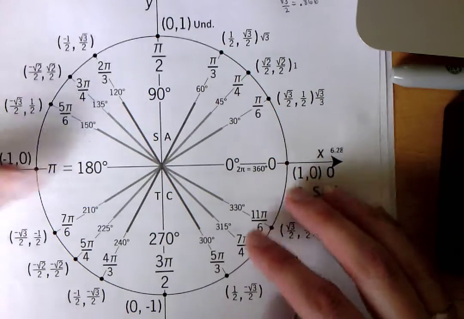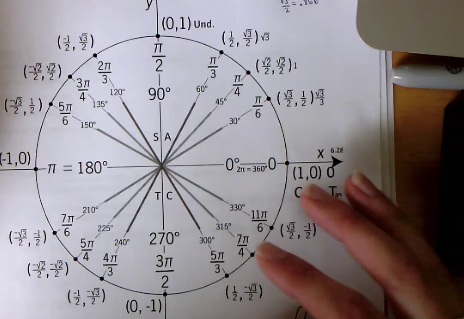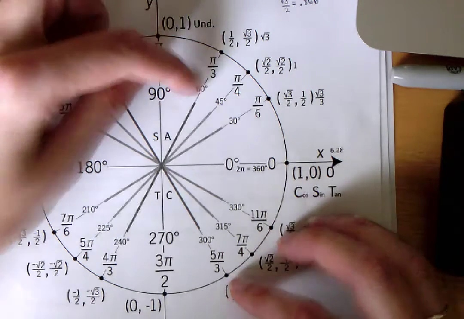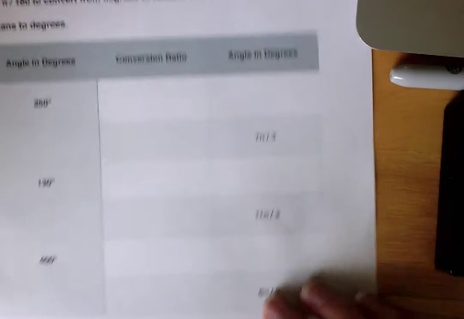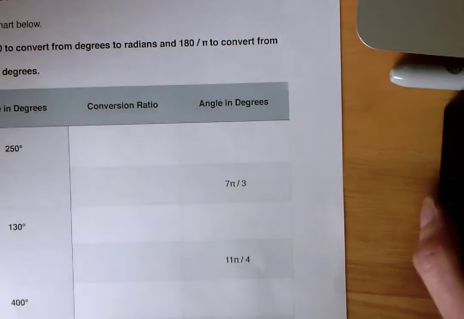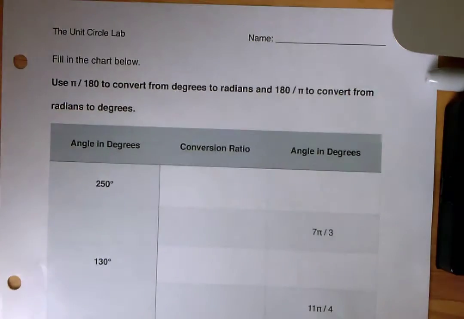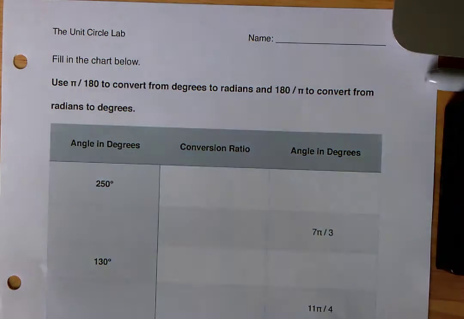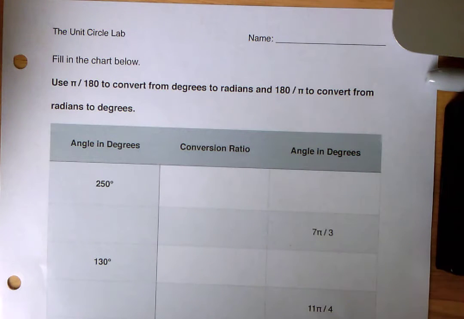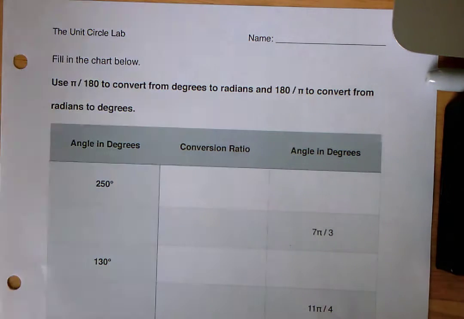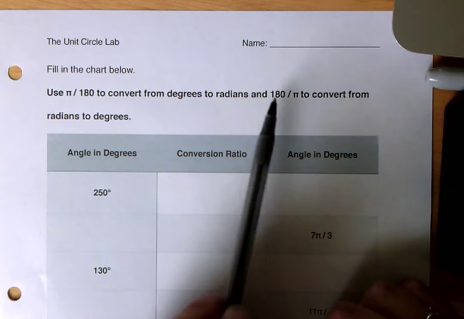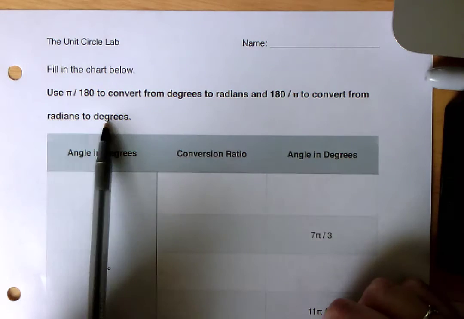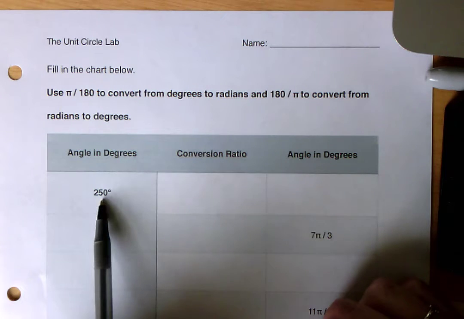So, like I said, we're going to practice how to convert between radians and degrees. For the first activity, you guys are going to be given this sheet right here. I'm going to show you how to do 2 of these, and then you're going to do the rest. Remember what I told you: use pi over 180 to convert from degrees to radians, and 180 over pi to convert from radians to degrees. That's all we're doing. We're just going to convert between the two.